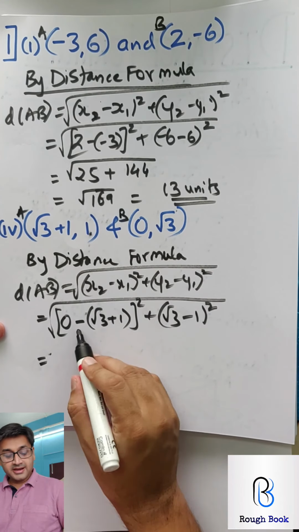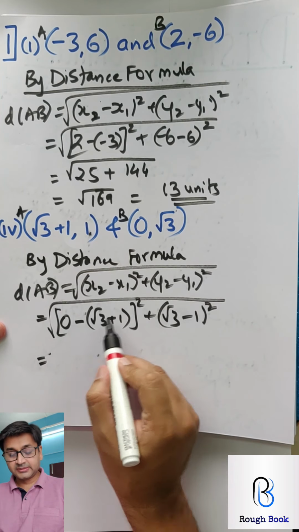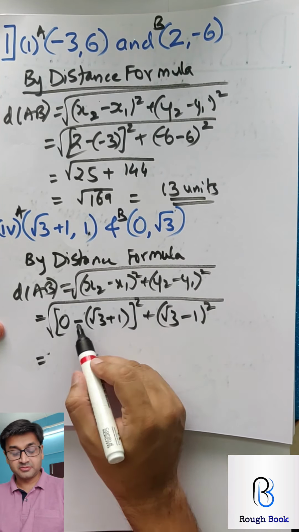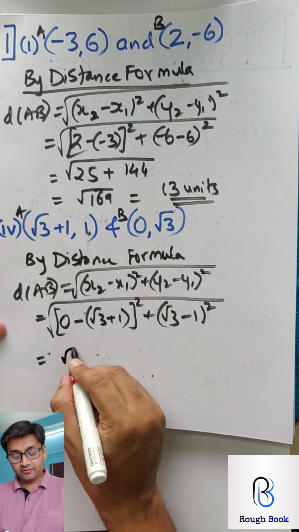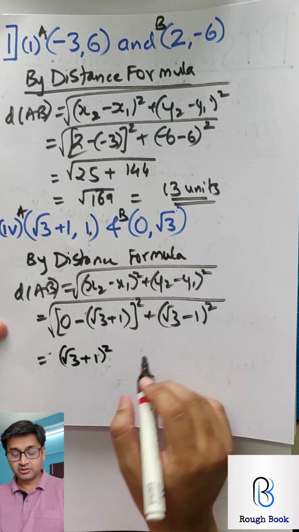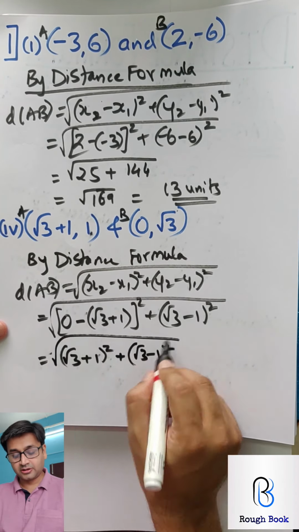0 minus. Now you don't open this minus sign, rather take this minus sign and square it. So when you take the minus sign and square it, what happens? It becomes plus. And then what will be left is root 3 plus 1 the whole square. Automatically things will become easier. Plus root 3 minus 1 the whole square under the root.